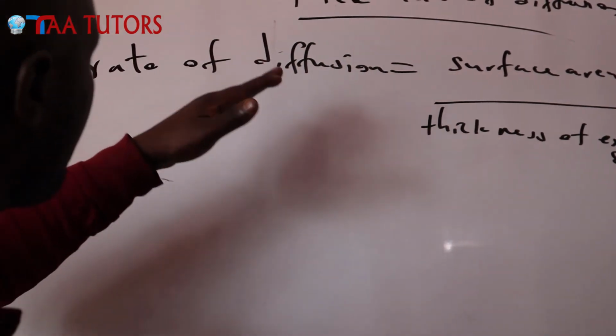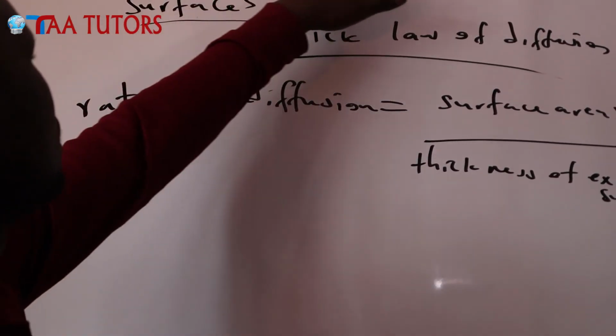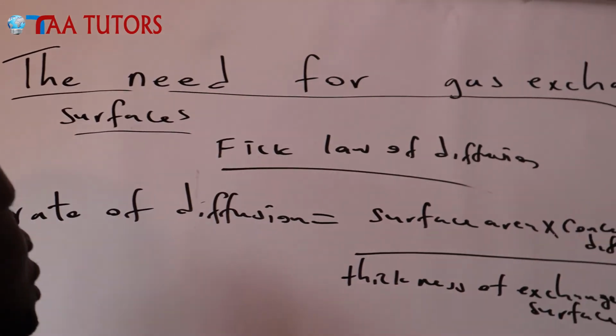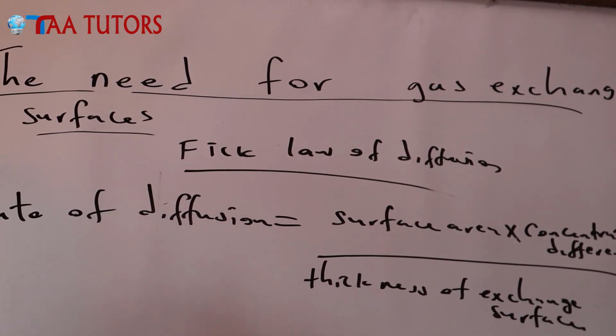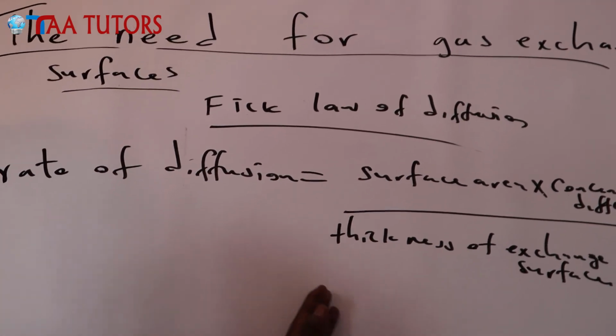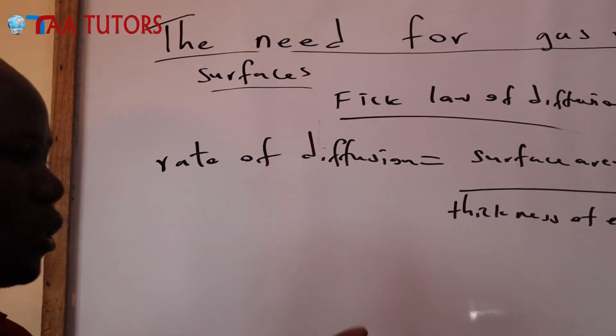So that is the first thing that I want us to note in the introductory part of the need for a gaseous exchange system. From here, we'll be talking about the individual organisms and how we can formulate this. That is the most important thing that I wanted to note.